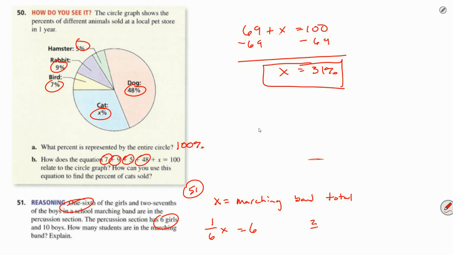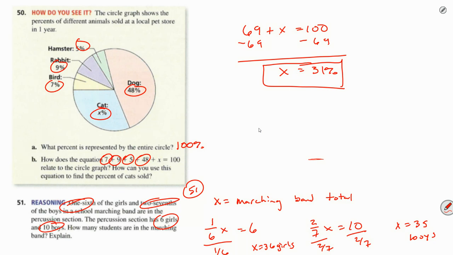And then we can also say 2/7 of x equals 10 boys. From there, if we divide, so that's 1/6 times x, divide off by 1/6, or you could also multiply by 6, 6 times 6, and we get x equals 36 girls. Here, we divide by 2/7, or you can multiply by 7/2, multiply by the reciprocal. You should get x equals 35 boys.